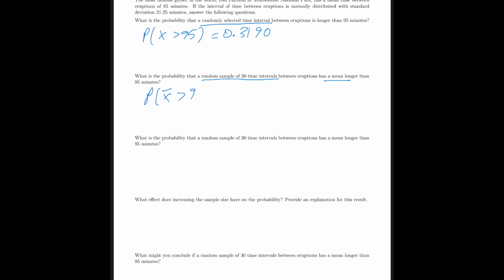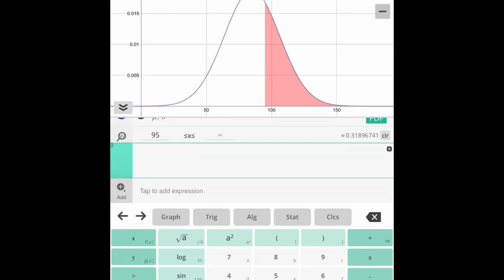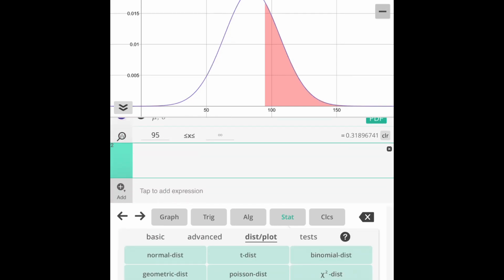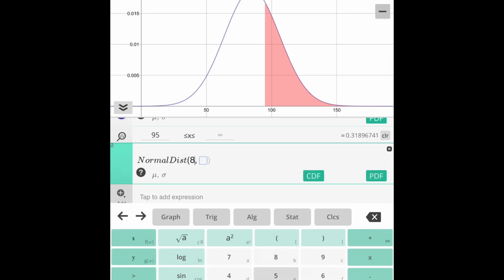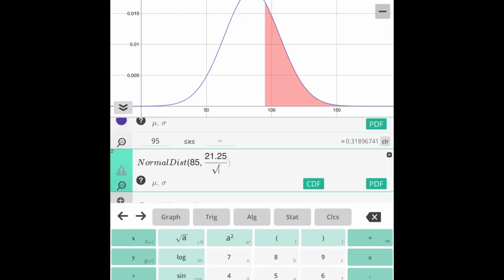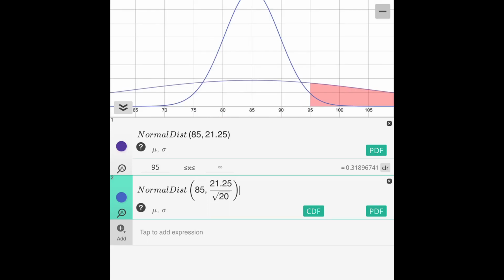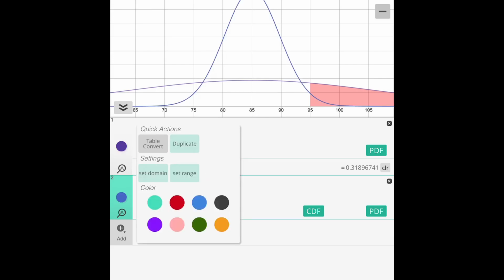Now, what is the probability that a random sample of 20 time intervals between eruptions has a mean longer? So the key words there are mean and sample size. So now, instead of doing the probability that x is greater than 95, we're going to do the probability that x bar is greater than 95. So when we change it to x bar, that changes the standard deviation. So I'll just put both of them in here at once. So the mean stays the same, remember, but the standard deviation becomes 21.25 divided by the square root of the sample size, in this case 20. And so you can see what that does to the graph compared to the original.